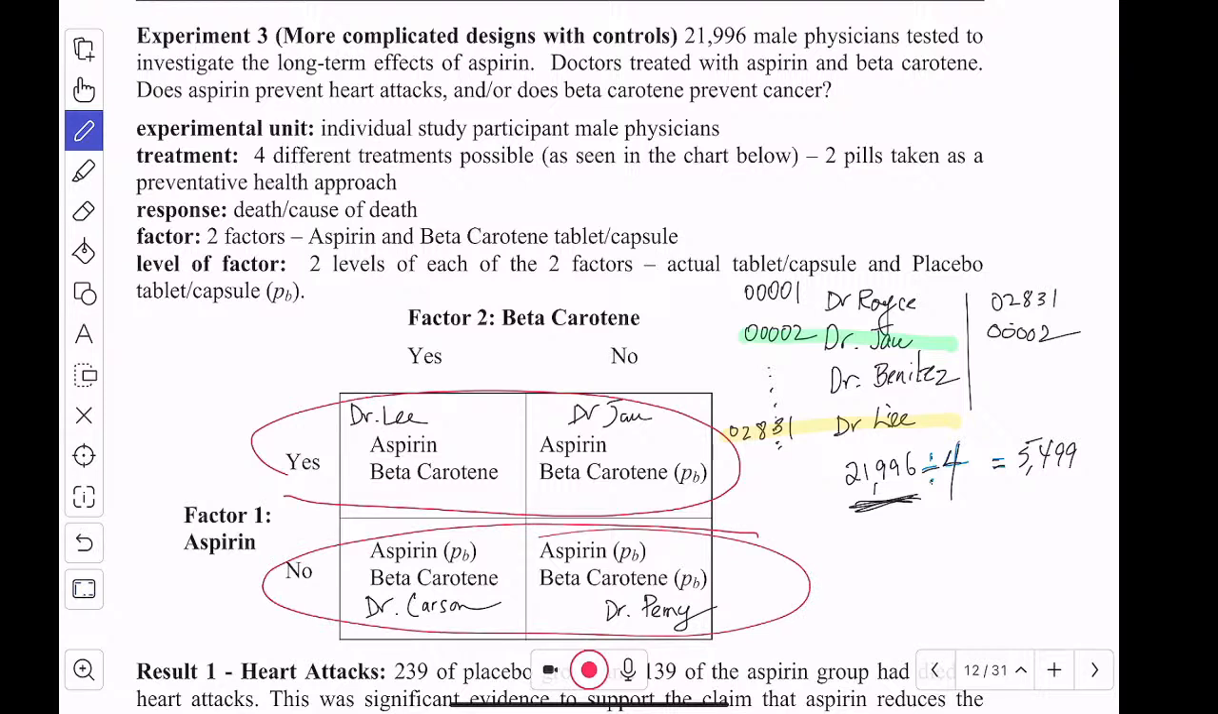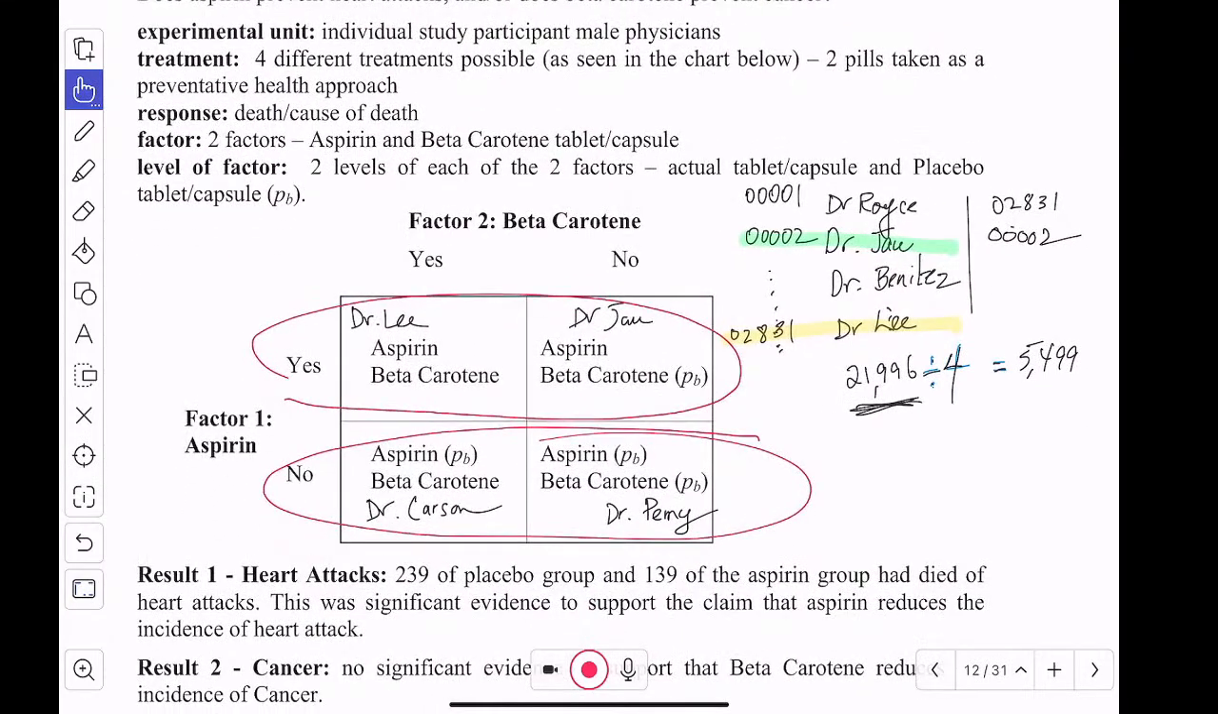Did I say cancer? They died of heart attack, sorry. The number of doctors who died of a heart attack will be compared to the ones that died of a heart attack without taking aspirin, just taking a placebo. And it turned out that 239 people in the placebo group died of a heart attack, but less died in the aspirin group. So this was significantly less. So now our outcome that we're looking for is that it be low, right? And this is considered significantly lower. So we believe then that we found evidence that heart attack is reduced, and mortality by heart attack is reduced by taking aspirin daily.